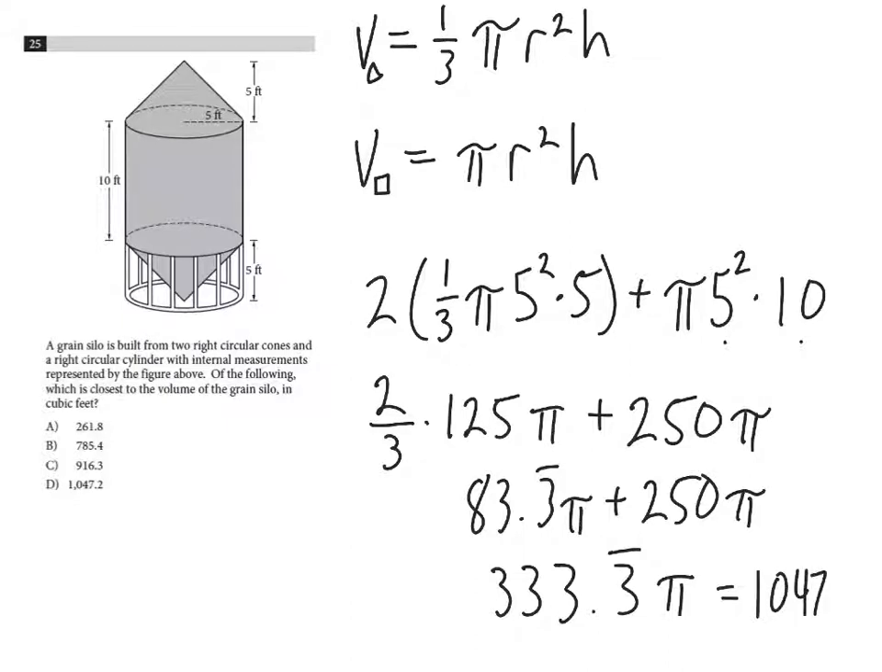Okay, all right, so we're going to need to multiply times pi, and we get 1047.2, rounding to the tenth. Okay, yes, that works. D would be our solution.